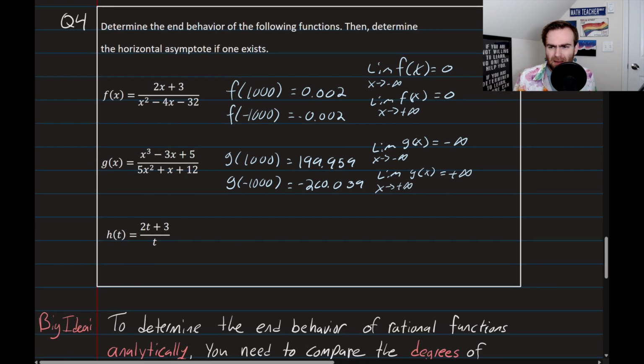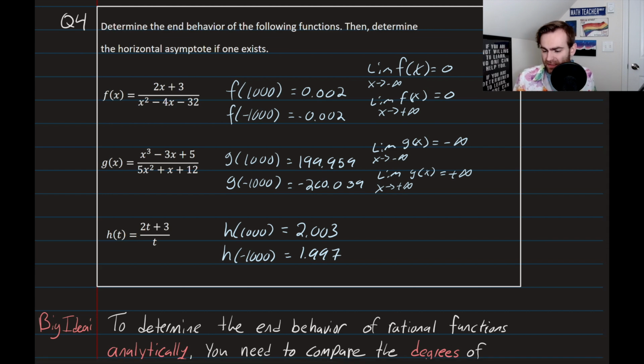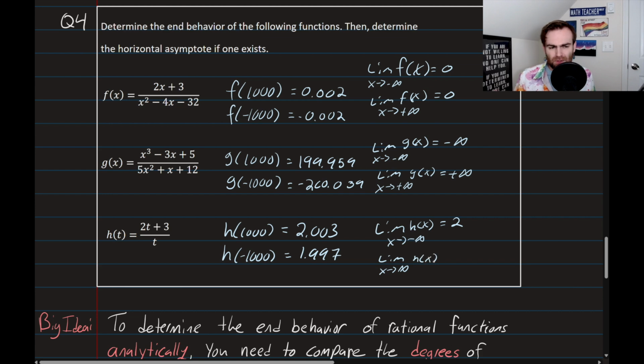Let's do h and see what happens there. So h will do the same thing. We're going to plug in 1,000 and negative 1,000. And h of 1,000 is 2.003, and h of negative 1,000 is 1.997. Those numbers look really close to 2 to me. So the limit of h of x as it gets closer to negative infinity is 2, and the limit as x approaches positive infinity of h of x is also 2.